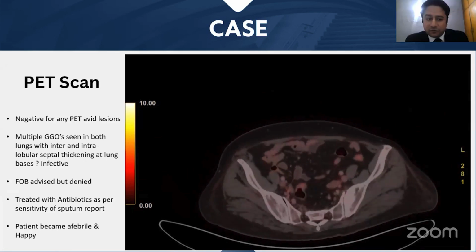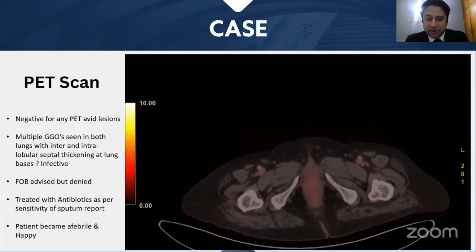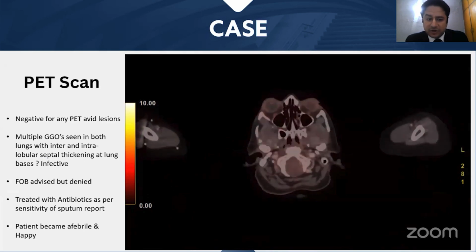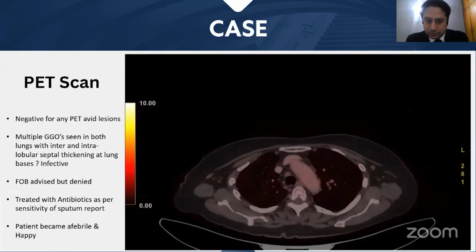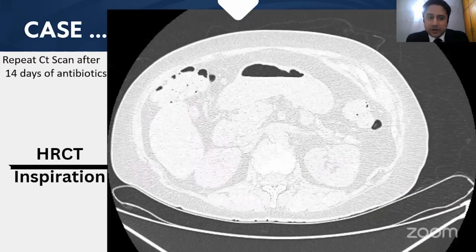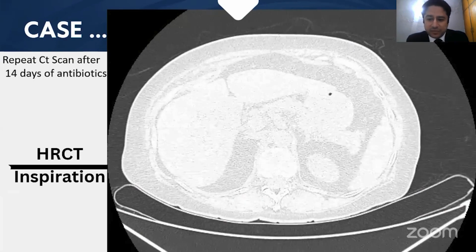So FOB bronchoscopy was advised to the patient, which was denied. She was treated with antibiotics as per the sensitivity report. Patient was afebrile then. So we did a repeat CT scan of the patient after 14 days of antibiotics. This is the repeat CT scan.